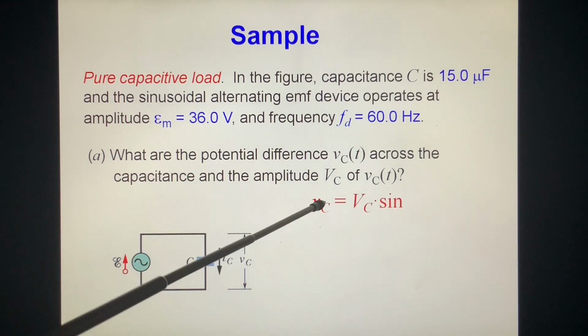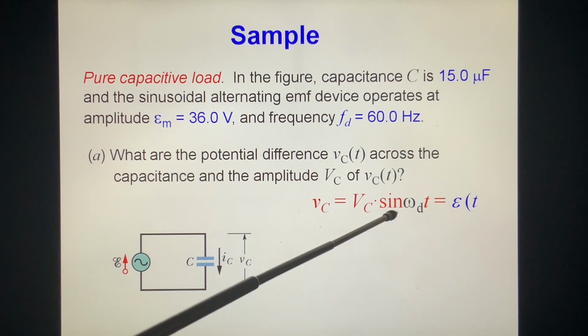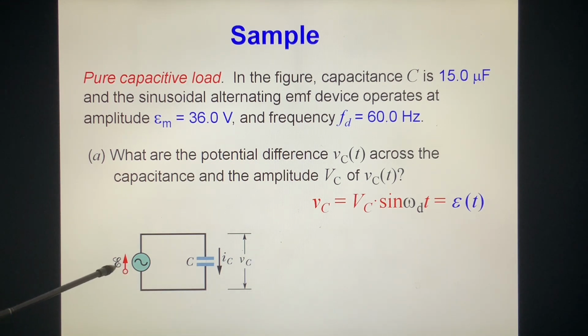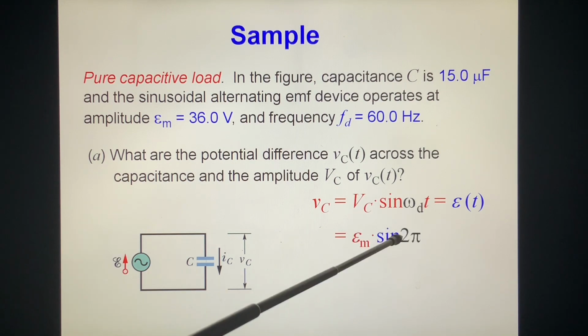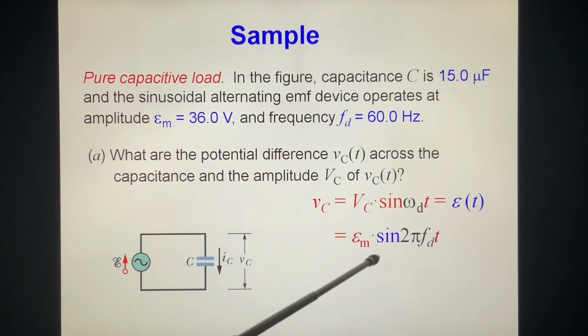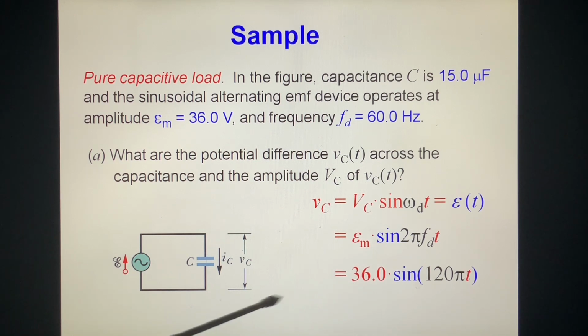We know VC, we can write this one, VC sine equal to epsilon. And epsilon can be written as E maximum sine 2 pi FDT. We know this is 36.0, and this is 60.0 hertz. So we can write VC, and the amplitude, big VC, is 36.0. Right.